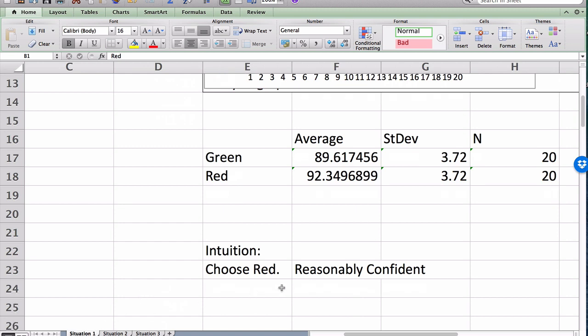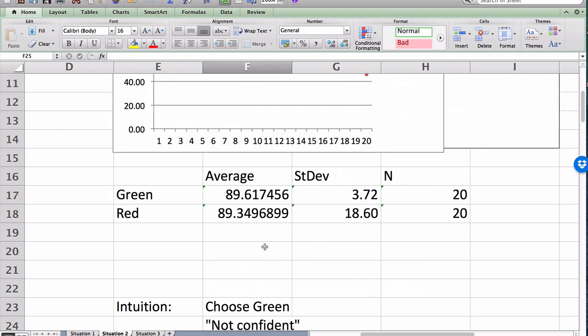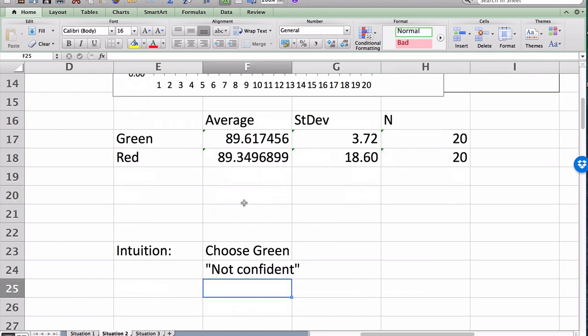And we had said in situation 1, because the average is better, we like the red button. And when I asked most of my classes how confident they were, the answer was usually something like reasonably confident. In situation 2, I had asked which button to pick, and most of my classes again said because the average is better in the green button, I would choose the green button, but I'm not quite as confident, or I'm not confident. And this was because the variability was quite high.